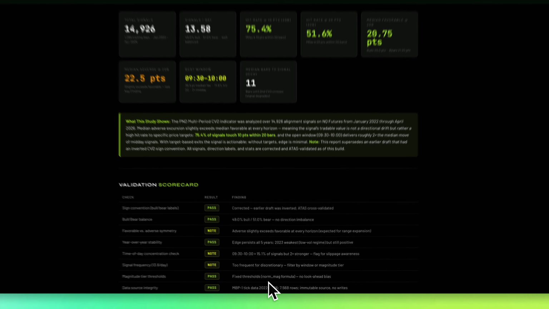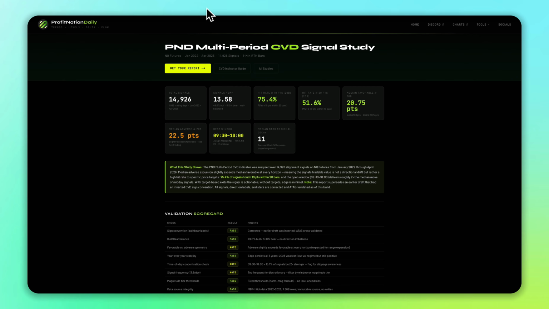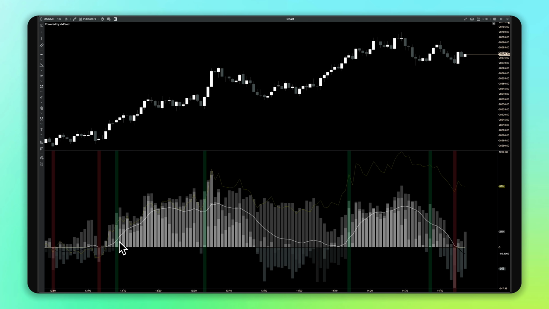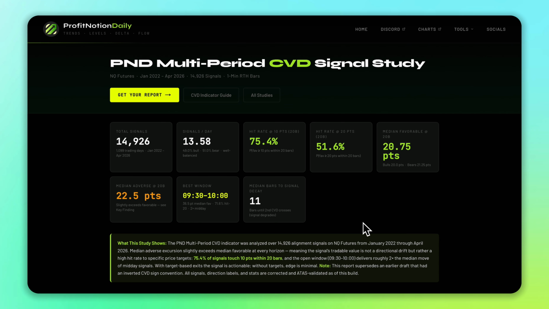So this is the test where I was saying that, hey, when this signal happens, what does price do? And we'll find that out here. I'll just walk through it. I think it's pretty interesting. So again, we were looking at NQ futures data from January 2022 to pretty recently, right? And in that time, we got nearly 15,000 signals.